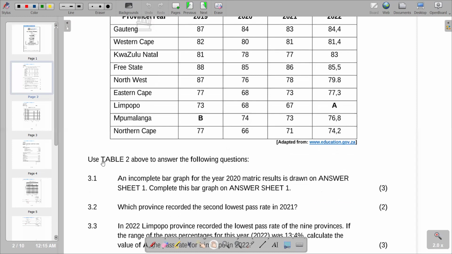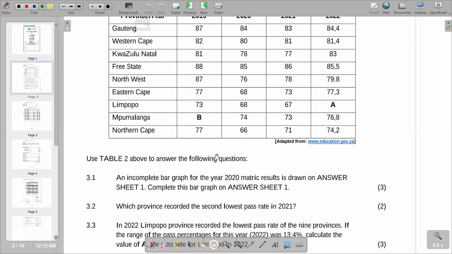Then the question continues and reads, use Table 2 above to answer the following questions. 3.1, an incomplete bar graph for the year 2020 metric results is drawn on answer sheet 1. Complete this bar graph on answer sheet 1. The question is for 3 marks. So we refer to the answer sheet where we have an incomplete bar graph, but we have to take note that this bar graph is for the year 2020.